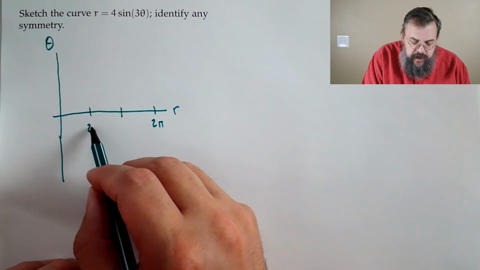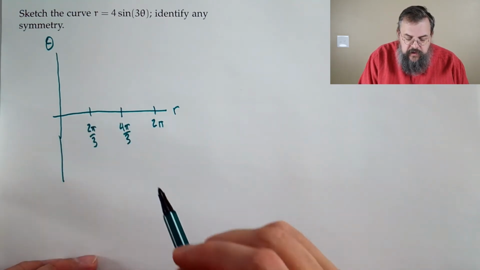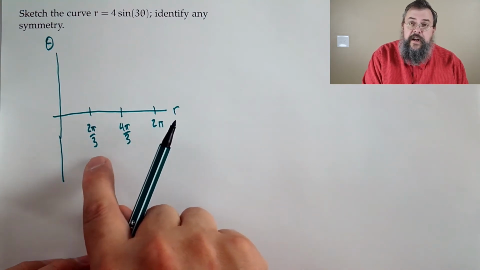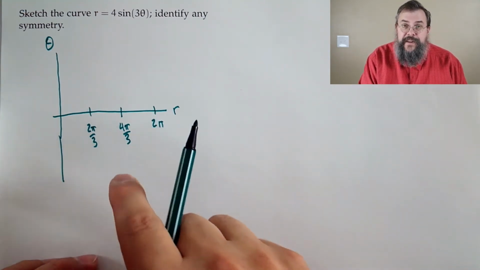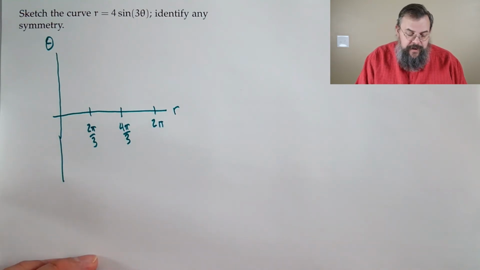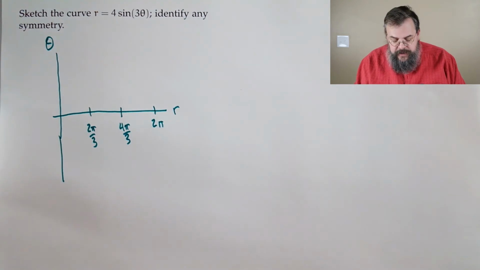So we're going to have 2 pi thirds and 4 pi thirds. So it's easiest to just say divide it by a 3, and that gets you to the 1/3 mark. And okay, if you double that, that's the 2/3 mark. So, okay. So we're going to have the following.